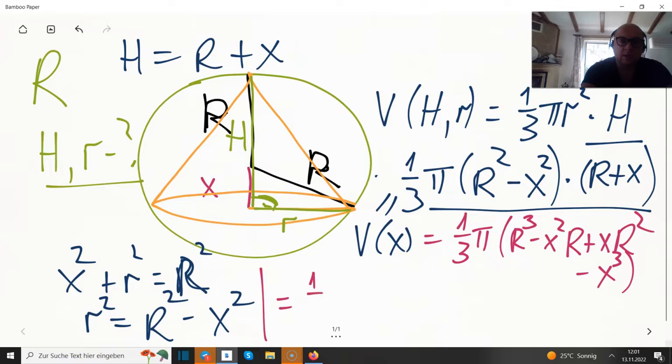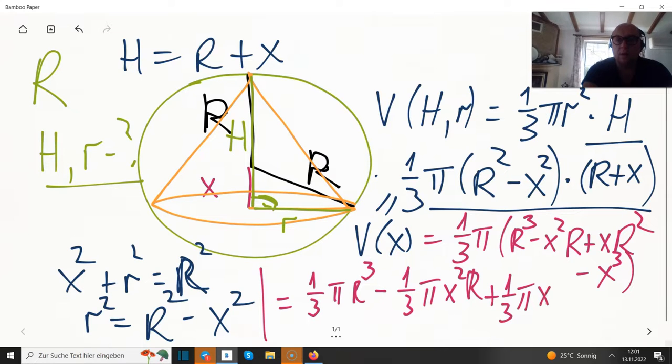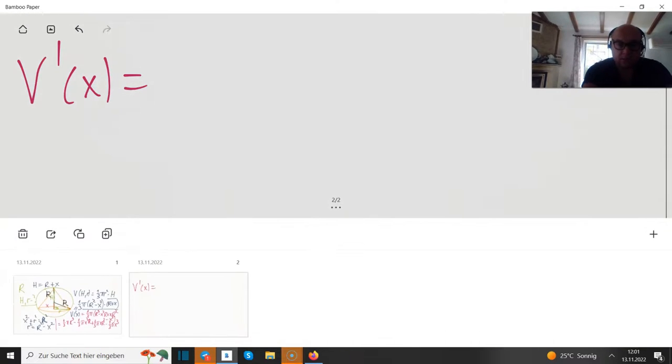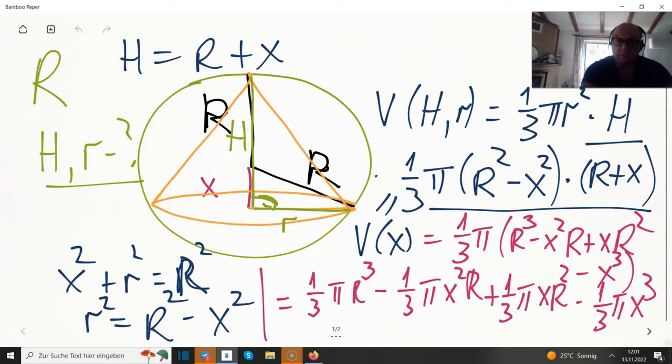We got a third pi R cubed minus a third pi x squared R plus a third pi x R squared minus a third pi x cubed. That's great. Can we produce a derivative of that? Yes, we can. So this is volume dependent on x only. We are looking for its derivative. And once again, x is the only variable.